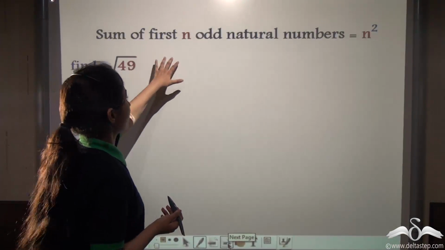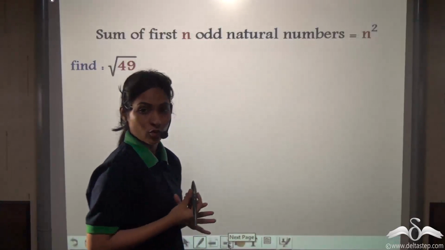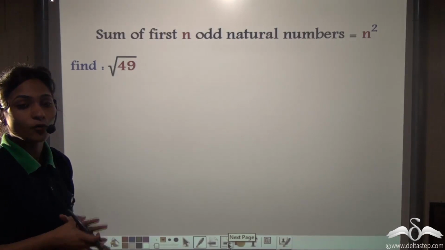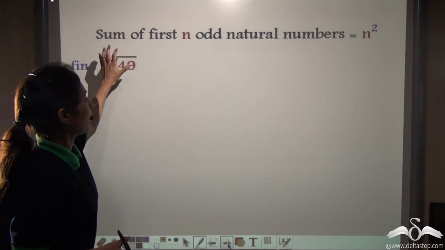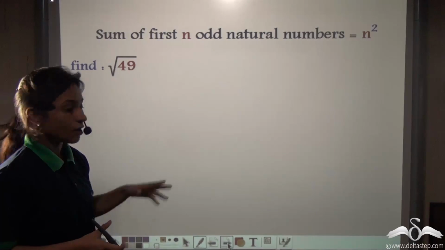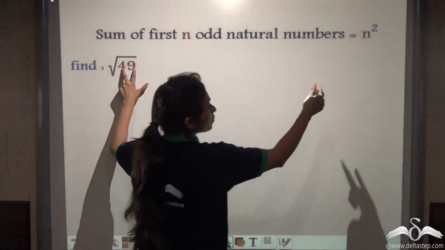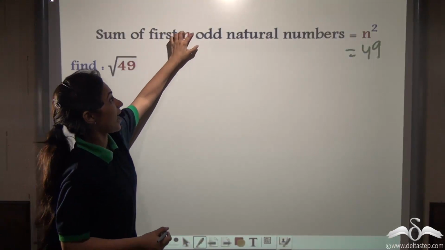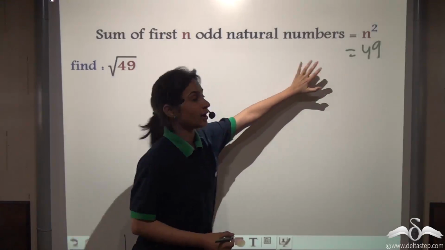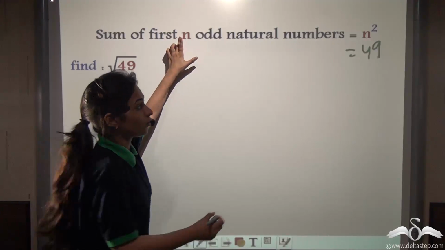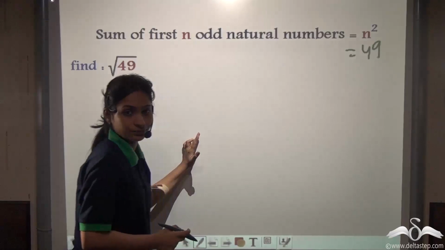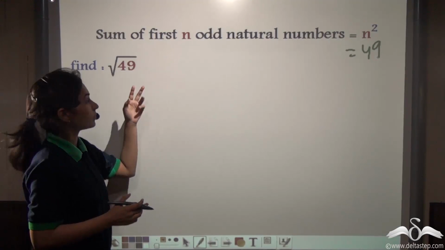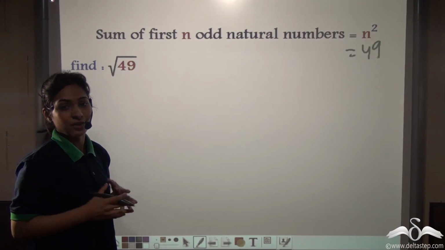So now you know the sum of first n odd natural numbers is n square. If I tell you to find the square root of 49 using this concept, how will you do it? Where does 49 fit in this formula? Well, 49 is a square, so it will come here. That means the sum of first n odd natural numbers will give you 49. Now we have to find that n so that we can know the square root of 49. So let's subtract the first odd natural numbers from 49 and see where we reach.